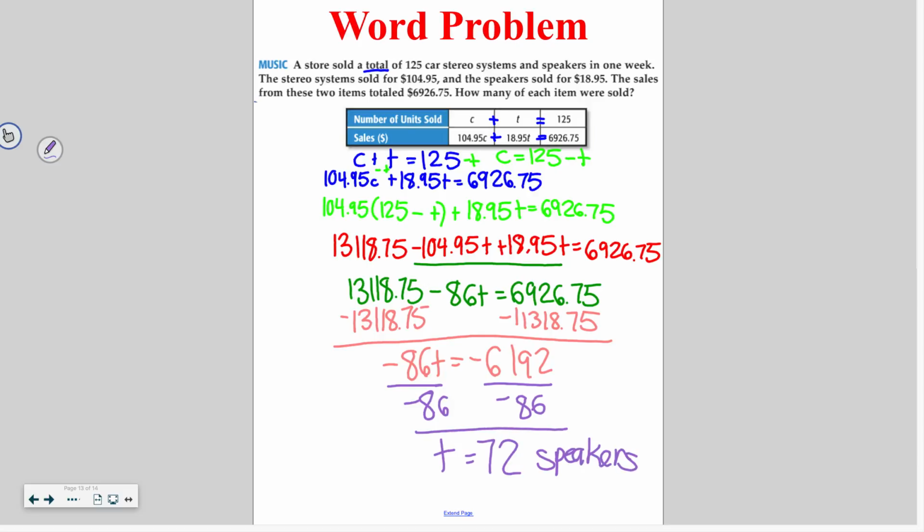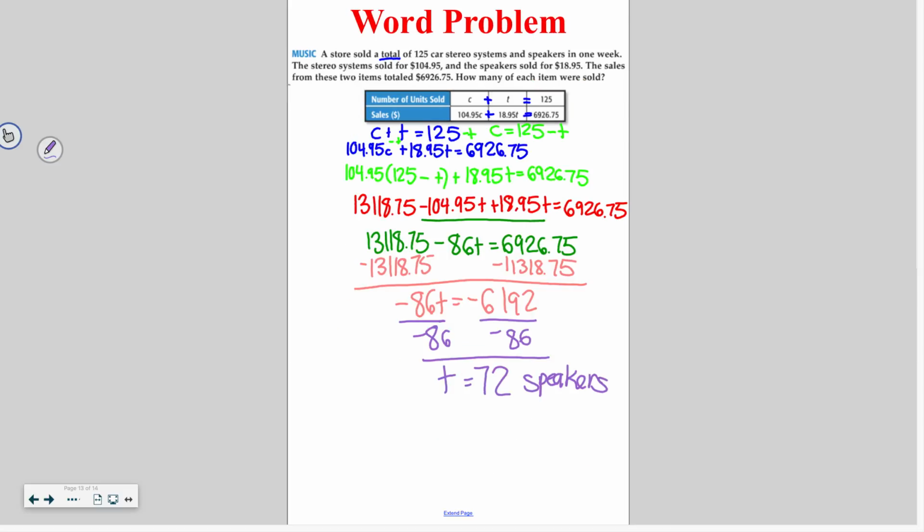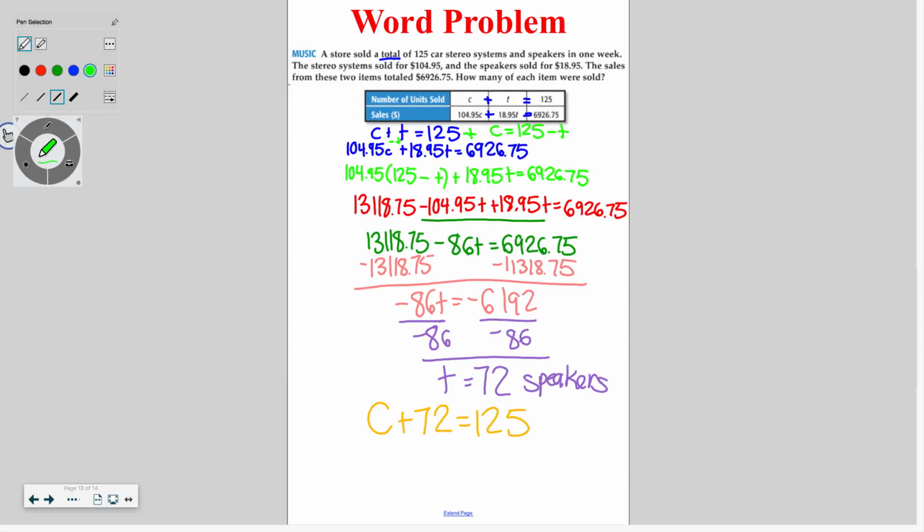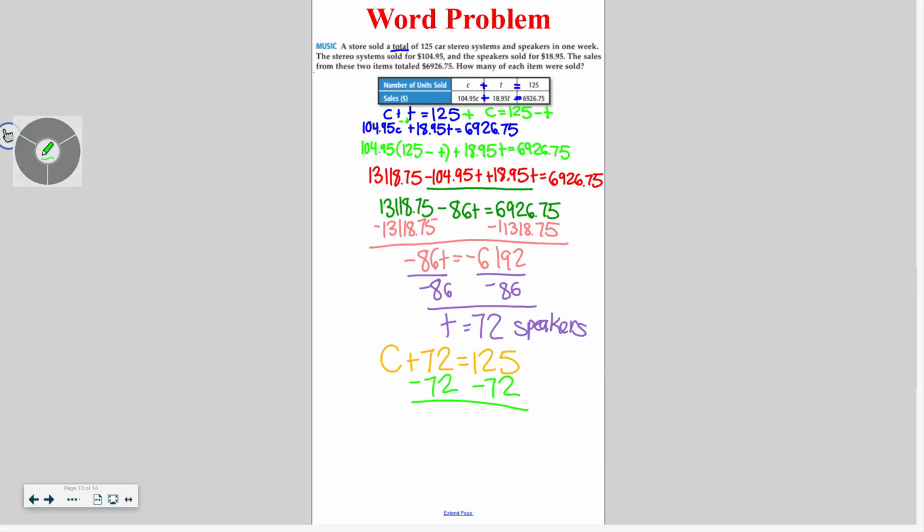speakers that were sold. Now we need to go back in and solve for the stereos. It's going to be easier to plug back into the first equation. So I'm going to take that and say c plus 72 is equal to 125. And then I'm going to subtract 72 from both sides, which gives me a final answer of c is equal to 53 stereos. Since we have a word problem, we do not need to write it as an ordered pair because we already have both of our answers labeled.